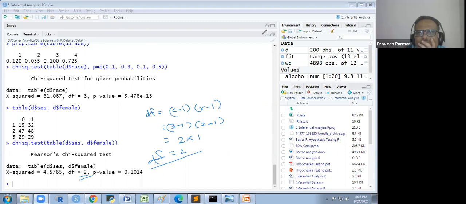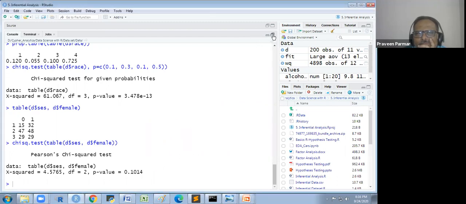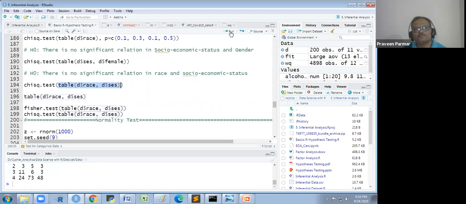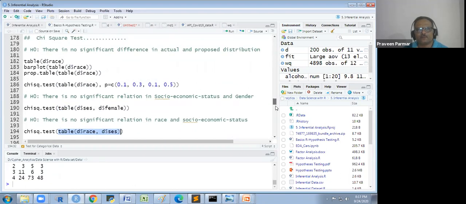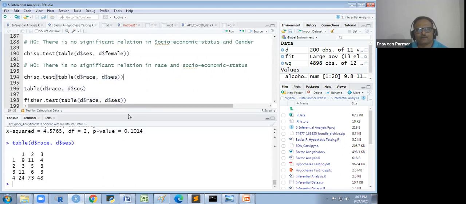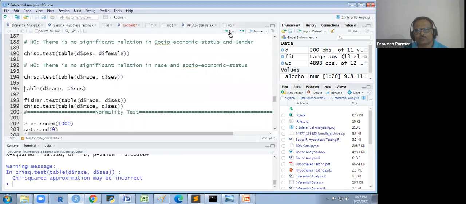First I remove this one. Now I am doing one more chi-square test, for race and SES. Both are categorical here. Race is 1, 2, 3, 4, and SES is 1, 2, 3. So I will show you the table first, and then I do the chi-square test. This is my table. Now I perform this chi-square test.